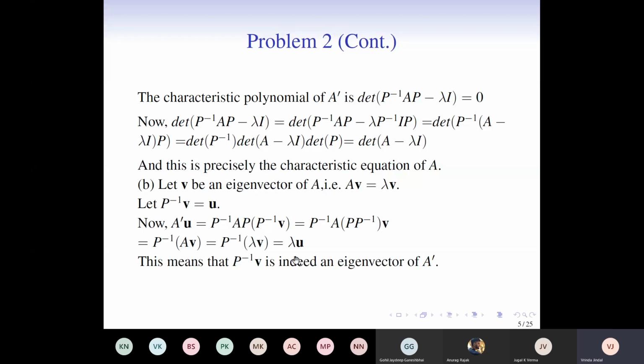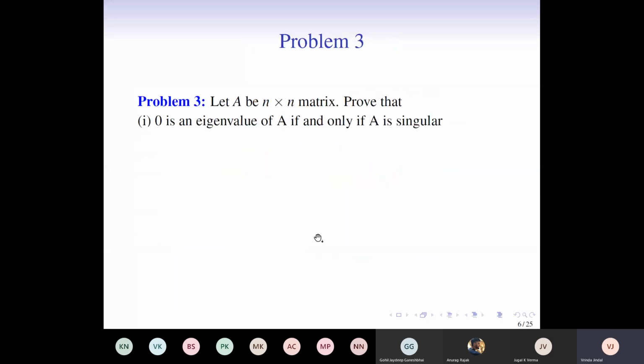Another thing that we have realized here is that if V is an eigenvector of A and lambda is the corresponding eigenvalue, then for the same eigenvalue lambda, P inverse V will be the corresponding eigenvector for A dash. If A has an eigenvalue lambda, P inverse AP, that is A dash, will also have lambda as an eigenvalue, as proved in part A. So the corresponding eigenvector will be P inverse V. This is what the question asked us to prove.